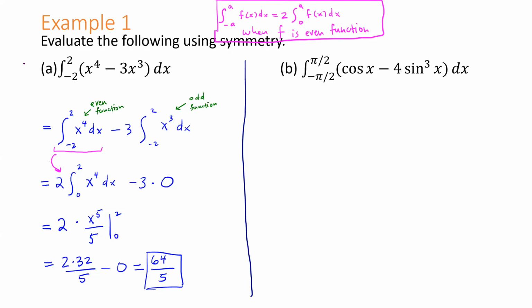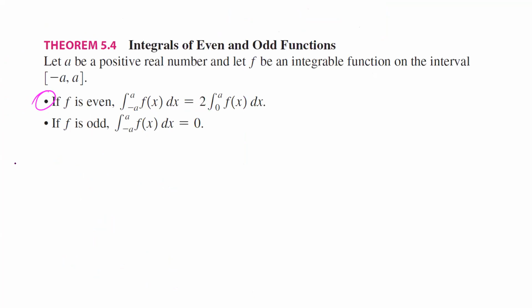If you want to picture it, imagine what the graph of x to the fourth looks like. It's like this, right? It's almost like a parabola. So if I'm going from -2 to +2, the area from this side and this side really are the same area. So I can just do 2 times the integral from 0 to 2. That's just using this first property here.